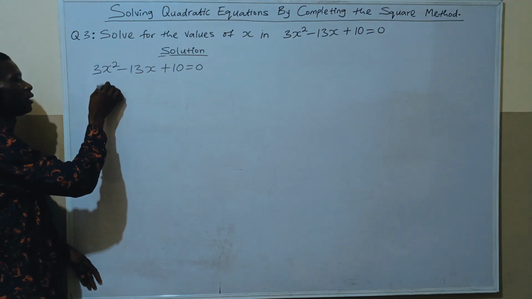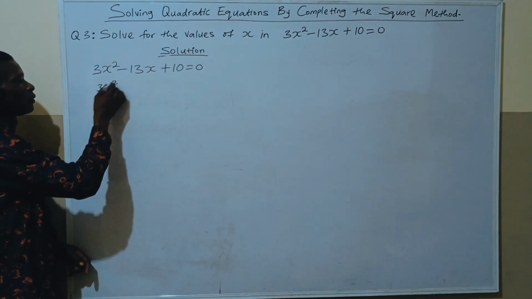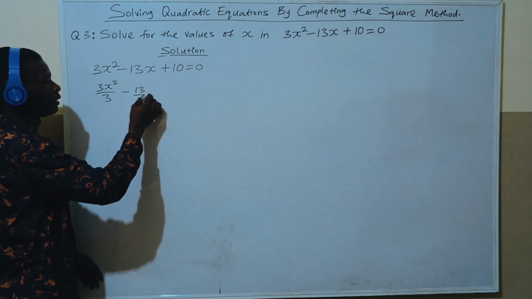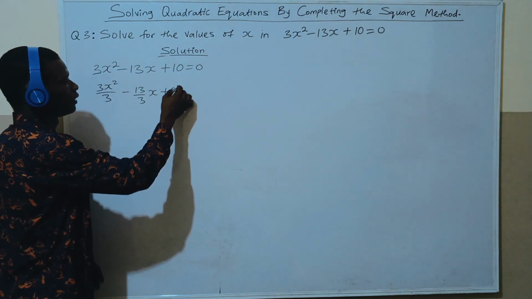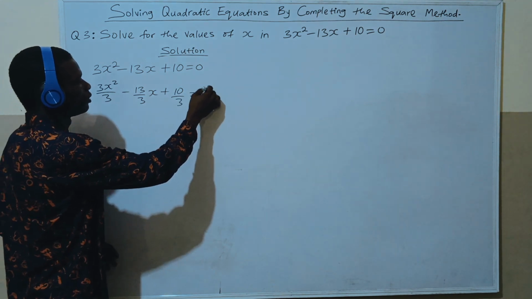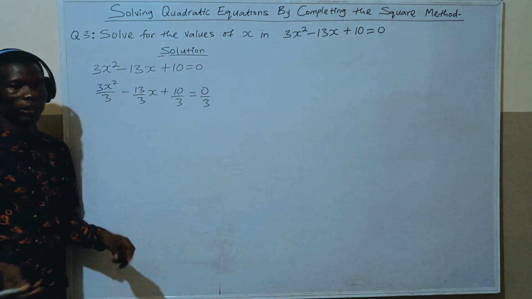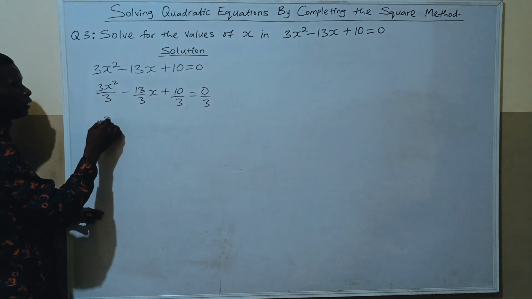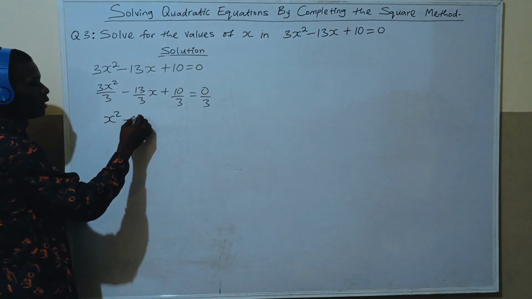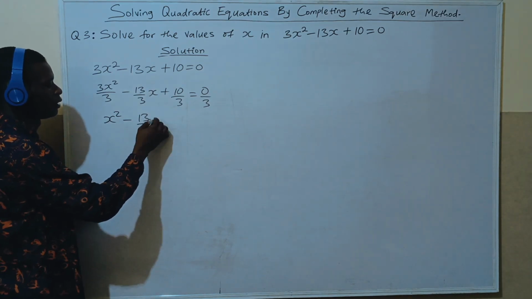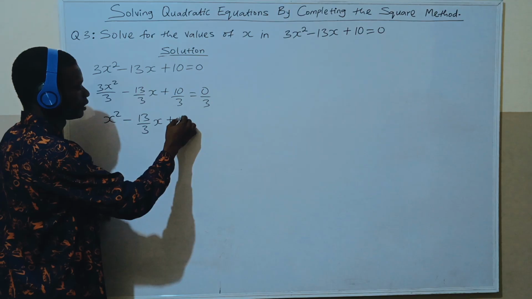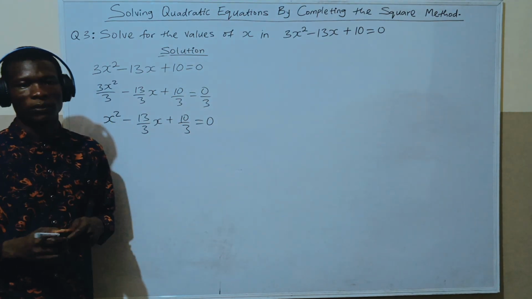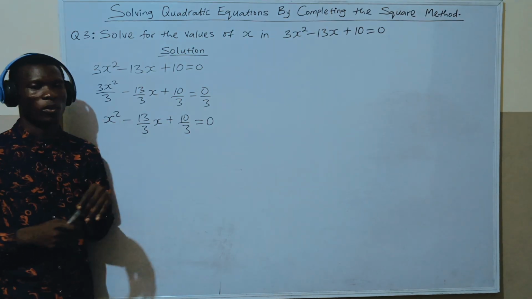So that becomes 3x squared divided by 3, minus 13 divided by 3 x, and then plus 10 divided by 3, equal to 0 divided by 3. Let's not deprive 0 of its own 3 as well. Okay, so 3 will cancel 3 here. We are left with x squared, and then minus 13 divided by 3 x, and then plus 10 divided by 3. This is equal to what? 0. Okay, so we have been able to achieve the coefficient of x squared to be 1. We have seen that.